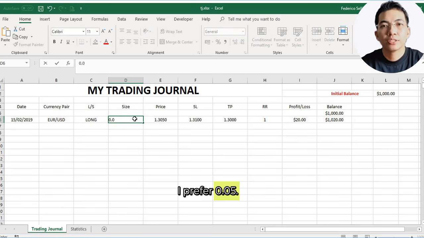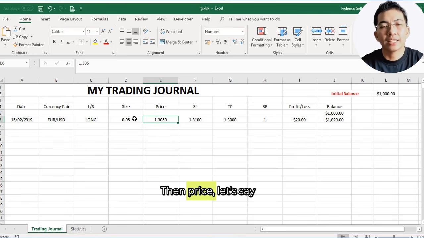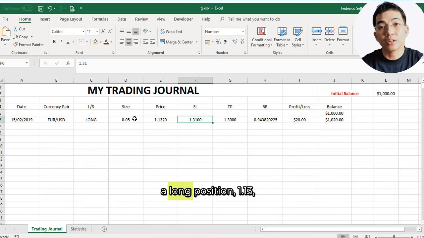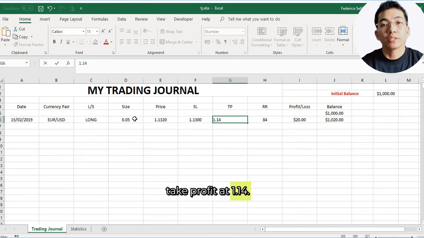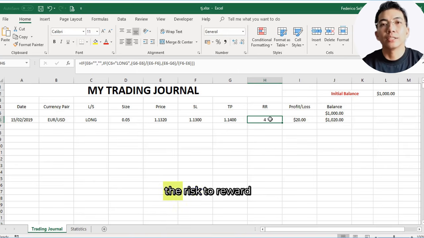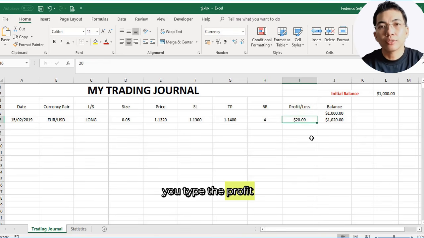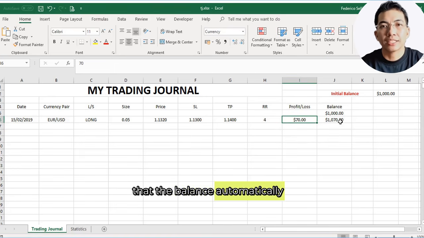I prefer 0.05, then price, let's say 1.1320, stop loss, it is a long position, 1.13, so 20 pips as stop loss, while the take profit at 1.14. You can see that the risk to reward ratio is calculated automatically, and it is 1:4 for this position. Then you see how the position goes and you type the profit or loss here. Let's say we had a profit of $70, and you can see that the balance automatically changes.